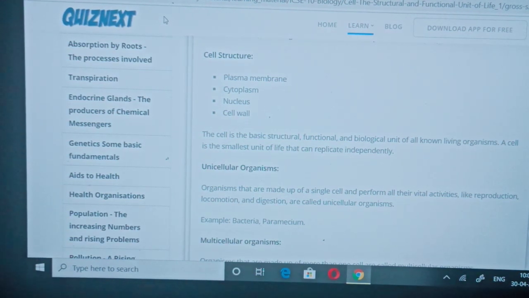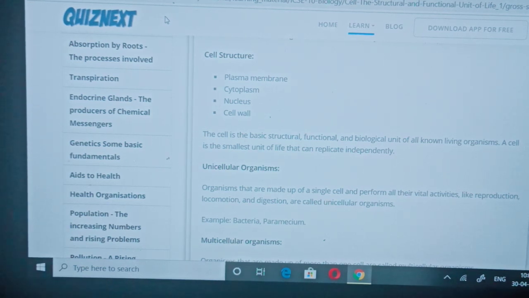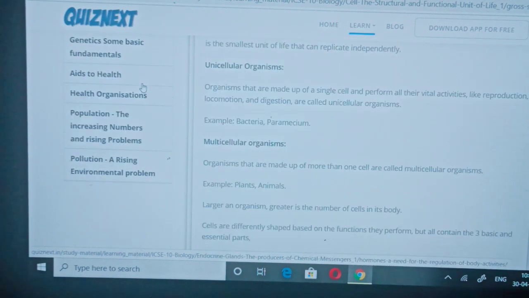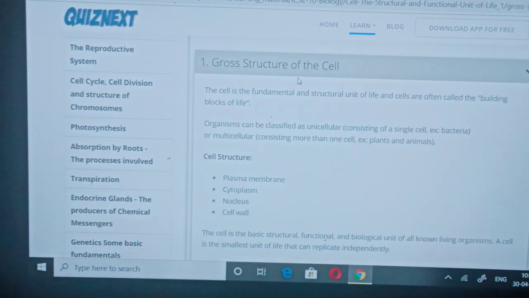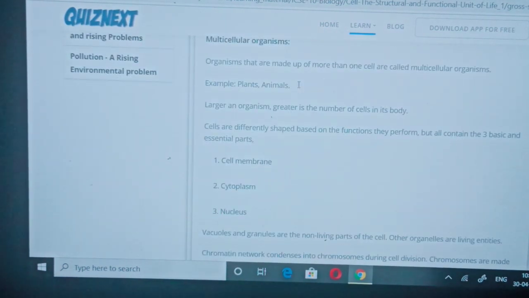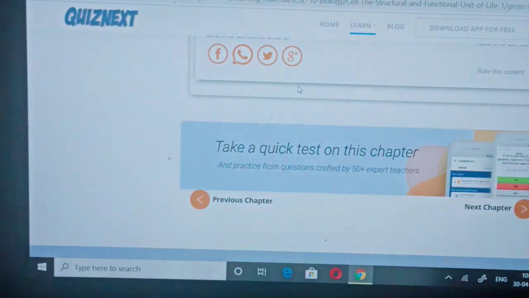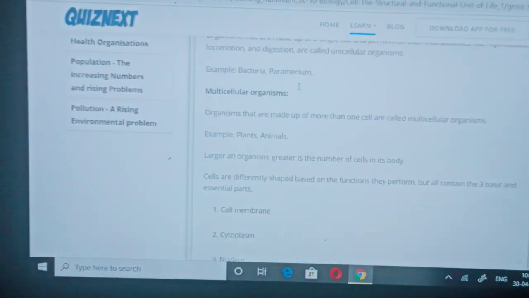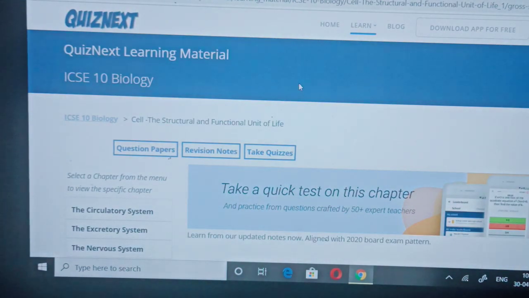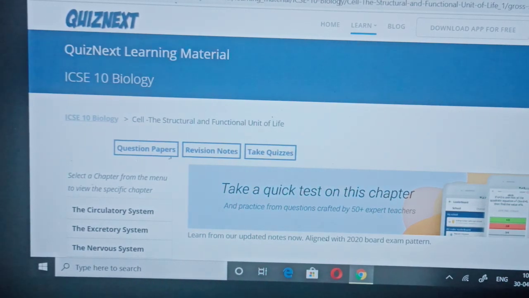The first chapter which we studied in the previous class was, I think, the cell, and you all are comfortable with the chapter cell. That is the structure of the cell is given here. Cell organelles, unicellular organism, multicellular organism. These are the things. I will not recap whole chapters, but I request you all to go back at least once before you start cell cycle, cell division, and the structure of chromosome.